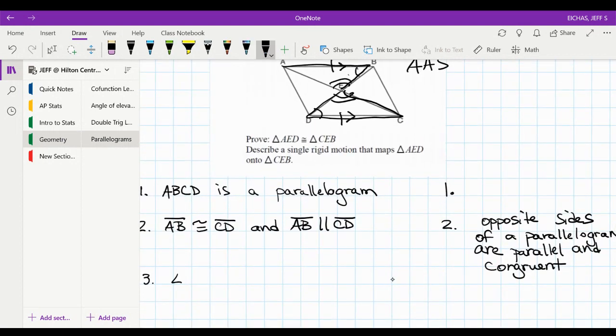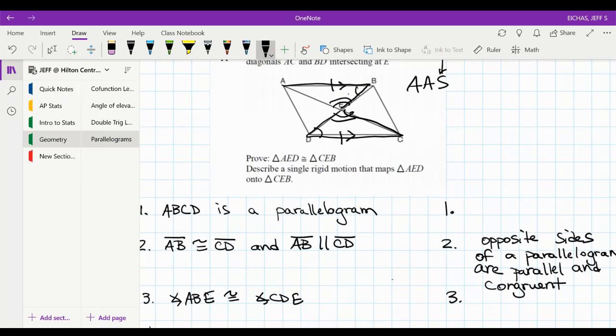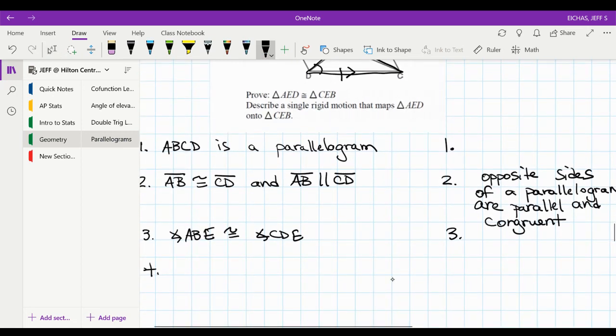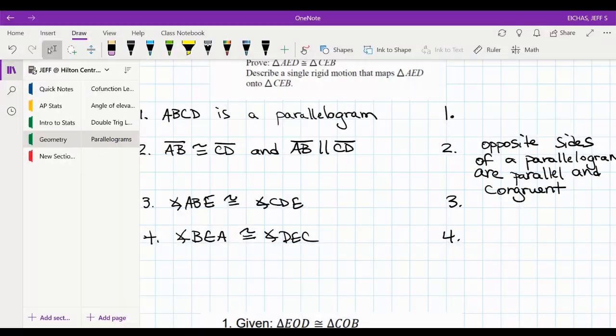So angle ABE is going to be congruent to angle CDE. I'm going to let you guys fill that in. I'm also going to let you fill in the reason for the next one. I'm going to say angle BEA is congruent to angle DEC. You can fill in the reason for that. And that should be enough.